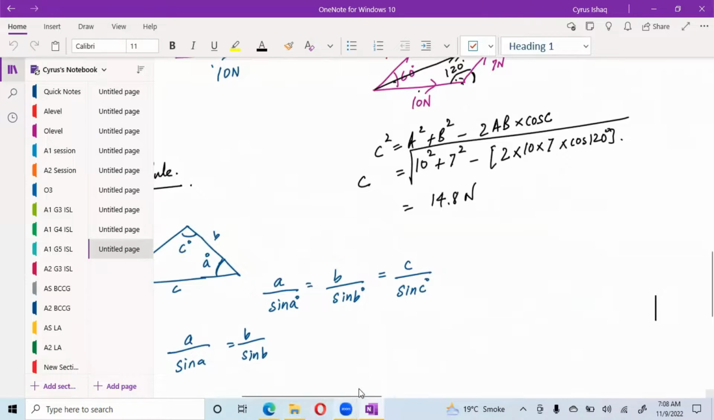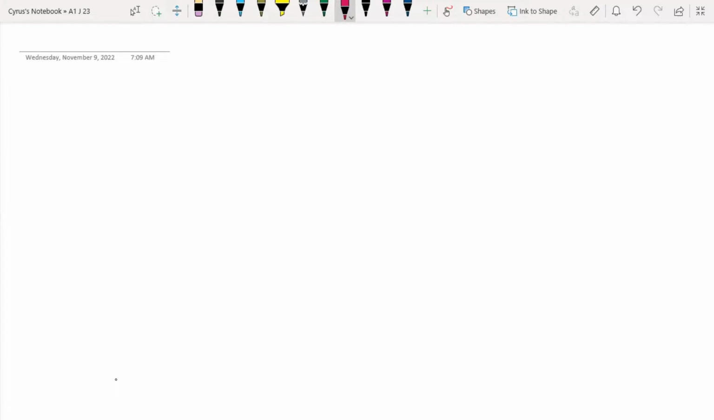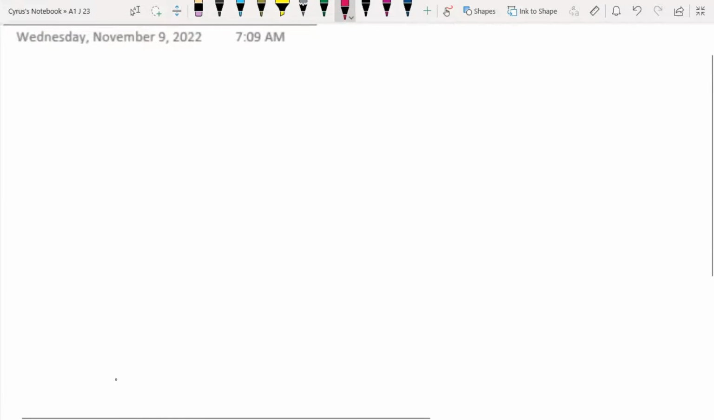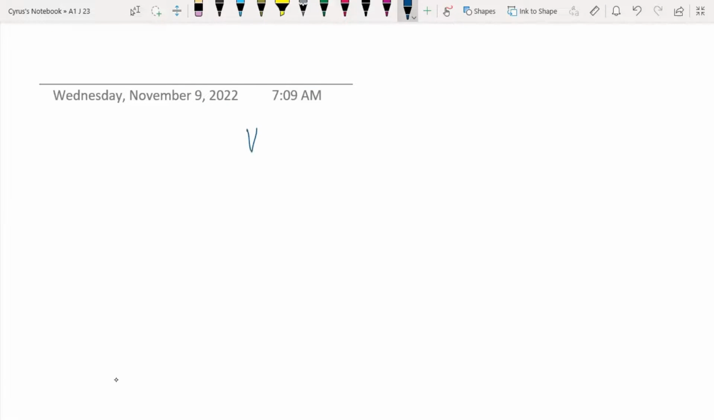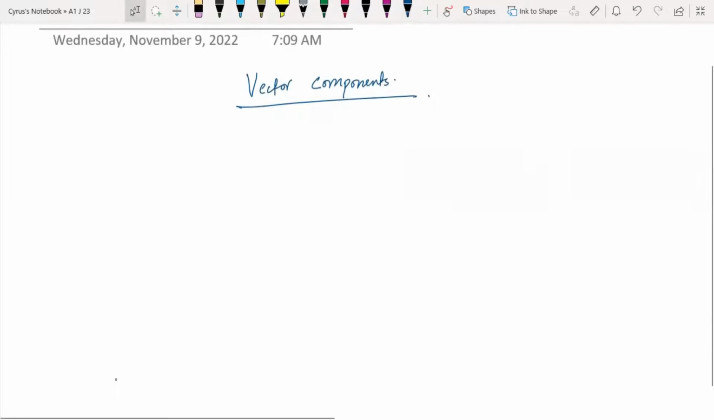ठीक है? We'll see those questions, but today I'm going to talk about vector components and their resolution. For example, this is very important stuff.